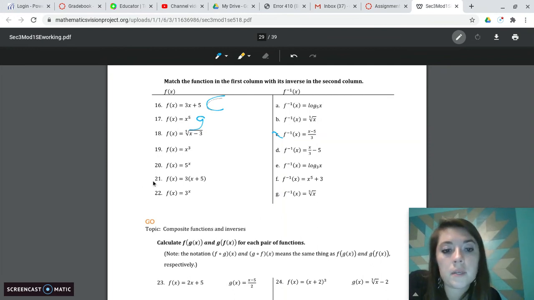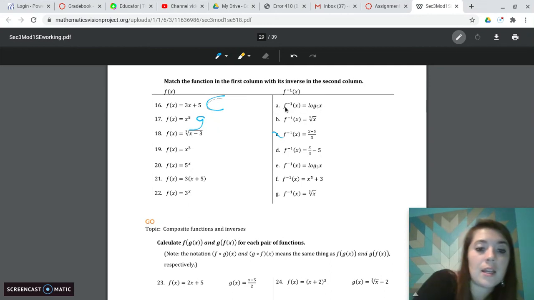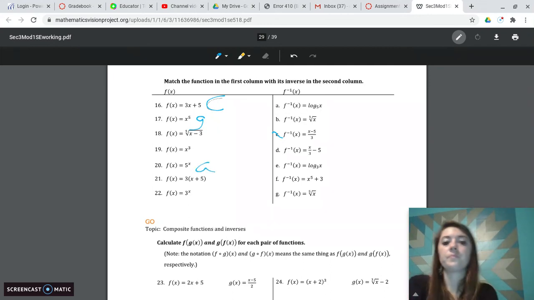All right, the next one I'm going to do with you guys is number 20. We have 5 to the power of x. Now, anytime we have the variable in the exponent, the inverse of that is the log function. So we look for the one that has the 5. So this is log base 5 of x. Remember, 5 is your base number there. X is your exponent. So these two connect exactly.